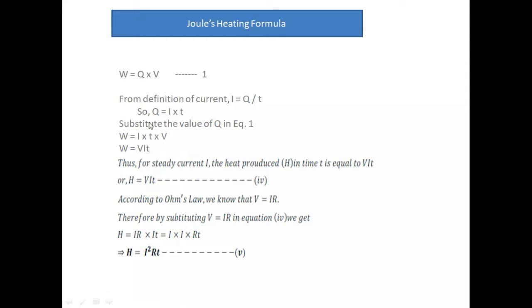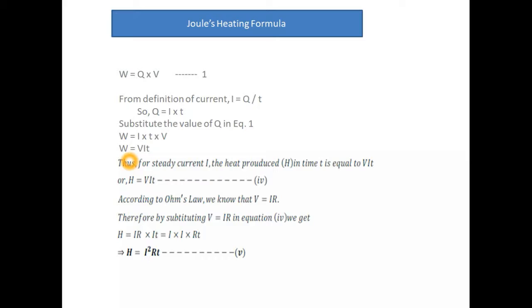So let's substitute this Q in this equation. So W as it is, for Q we will substitute I into t, and then V. So here W is equal to potential difference into current into time, right? Now for a steady current, heat produced in time t is equal to V into I. Now I'm saying heat produced is equal to V into I into t, because here work W is equivalent to V into I into t.